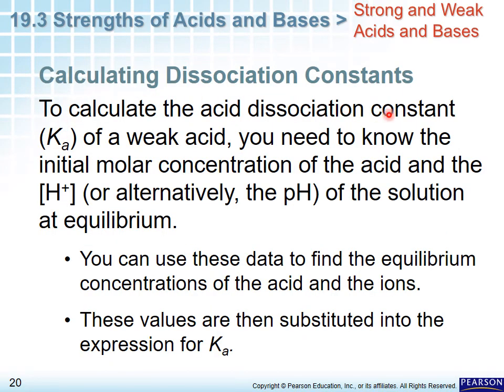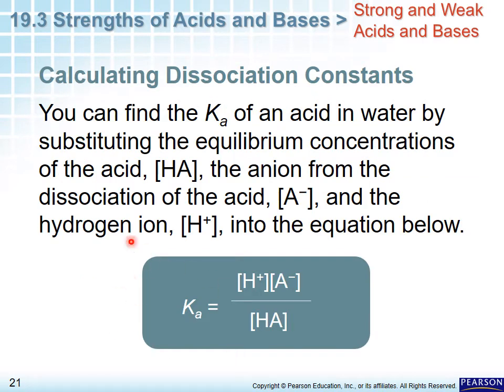To calculate the acid dissociation constant Ka of a weak acid, you need to know the initial molar concentration of the acid and the H+ ion, or alternatively the pH of the solution at equilibrium. You can use this data to find the equilibrium concentration of the acid and the ions. These values are then substituted into the expression of Ka. How? We can see here.